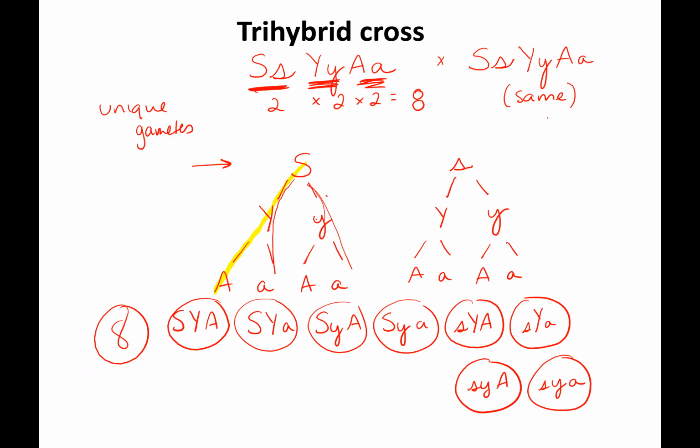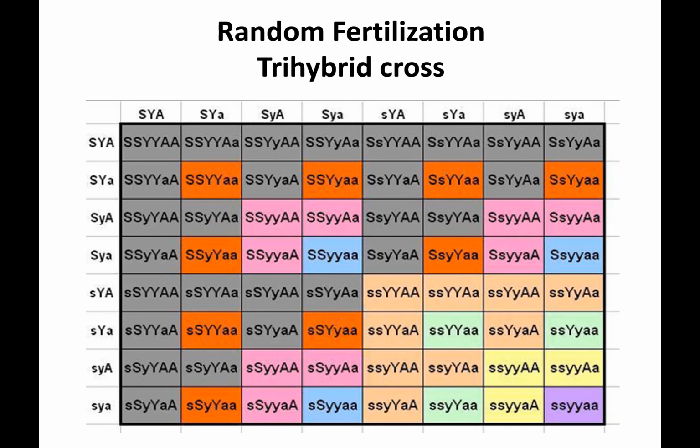For one parent, it would be the same for this parent. We put them on a Punnett square and you'd get this lovely thing. Yeah? An 8 by 8 Punnett square. Don't worry, I won't do that to you. But then you would be interpreting phenotypes based on 3 different genes. It's really fun.